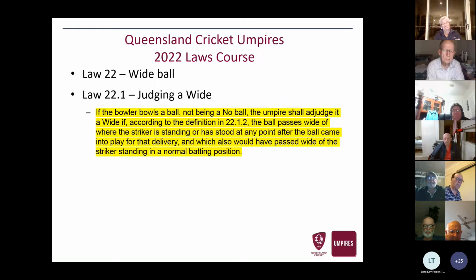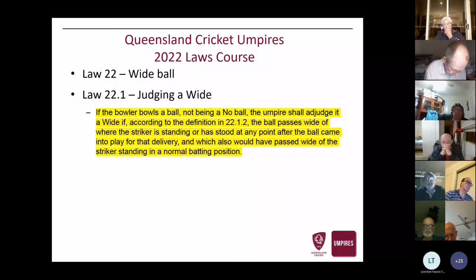Now, the first part of the wide law I've got highlighted for you because that has changed and has caused some consternation in competitions that have already taken place so far this season. So 22.1 in terms of judging a wide. If the bowler bowls a ball not being a no ball, the umpire will judge it wide if, according to the definition of 22.1.2, the ball will be considered as passing wide of the striker unless it's sufficiently within reach for them to be able to hit it with the bat by means of a normal cricket stroke.